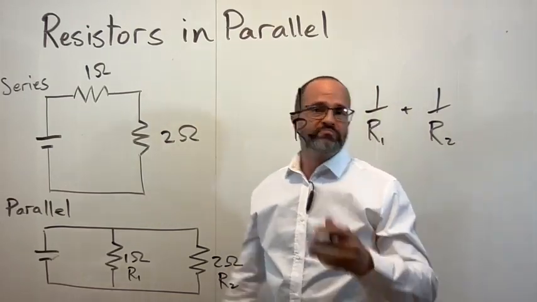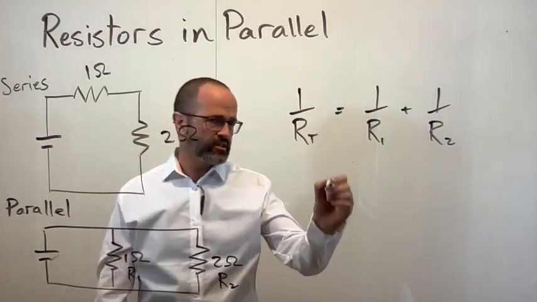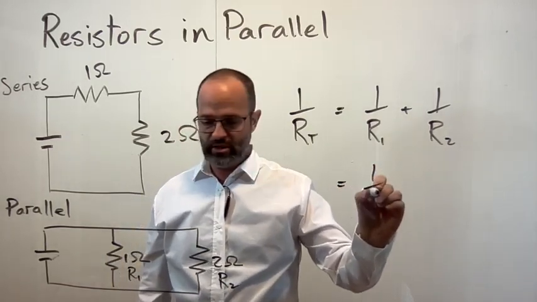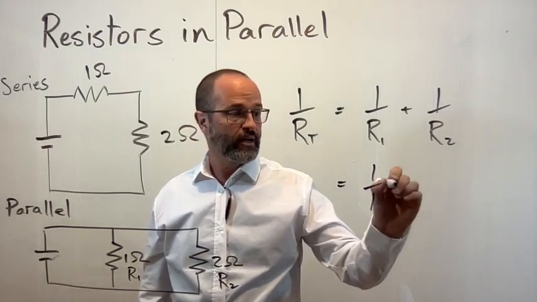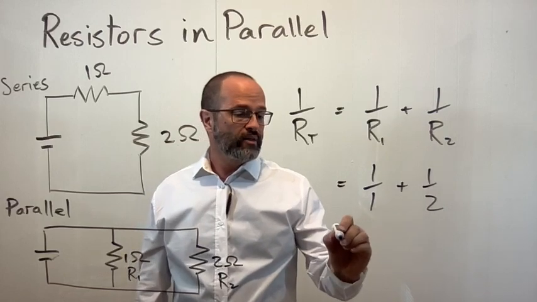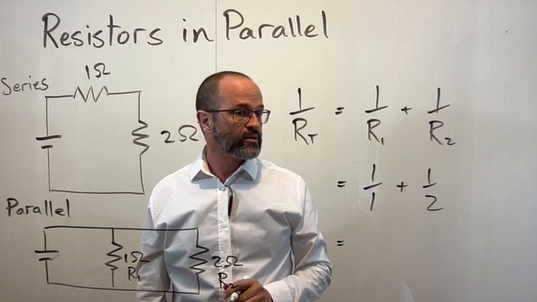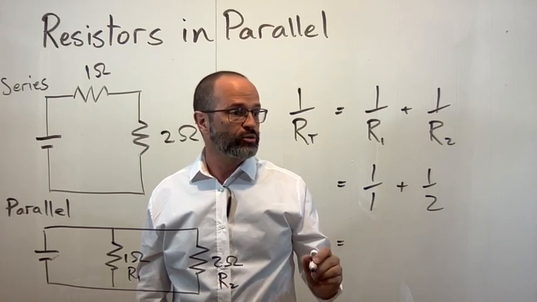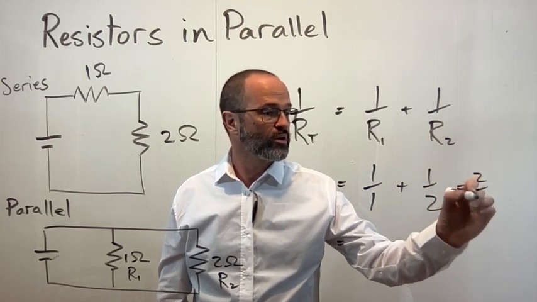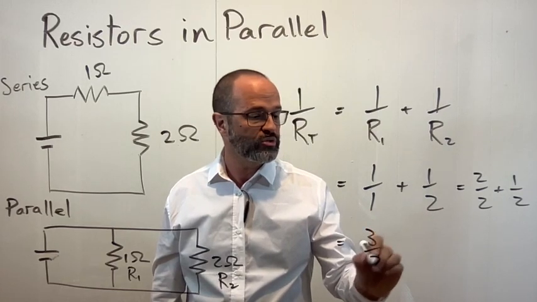All right, so the calculation is actually fairly simple. So I need to stand here so you can see it. We simply put in our resistor values. Resistor 1 is 1 and resistor 2 is a half. And then we add those together. So that becomes 3 over 2. If you want to do the whole thing, then we say that's equal to 2 over 2 plus 1 over 2. So that's 3 over 2.